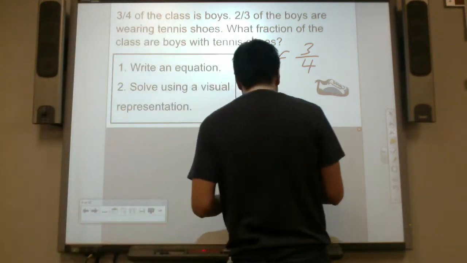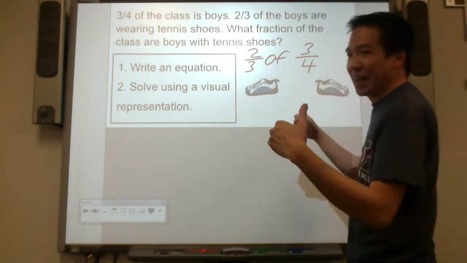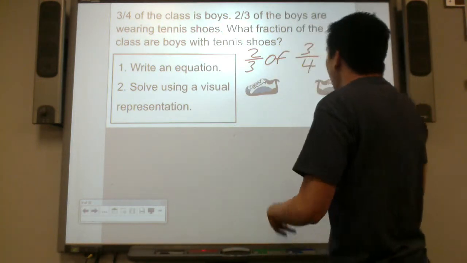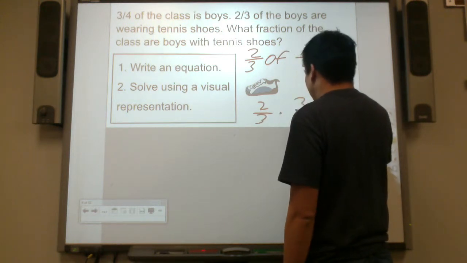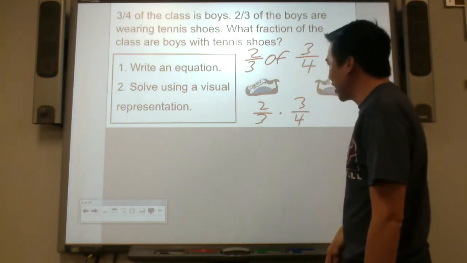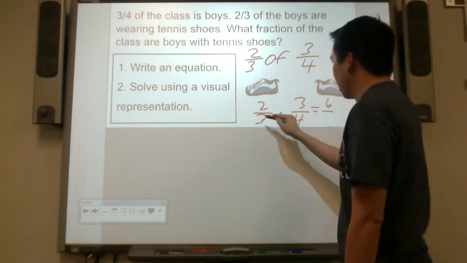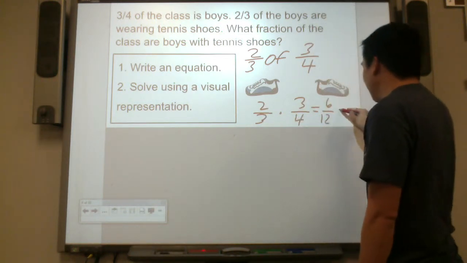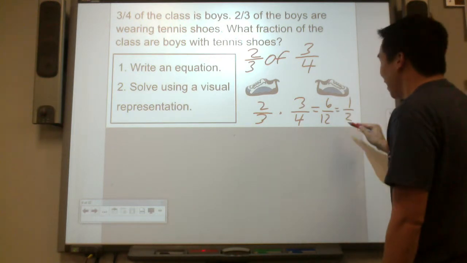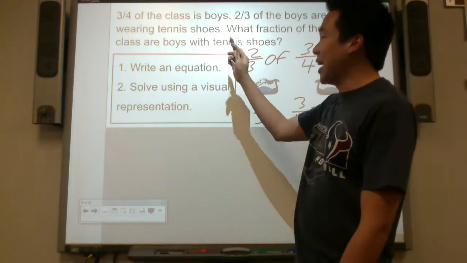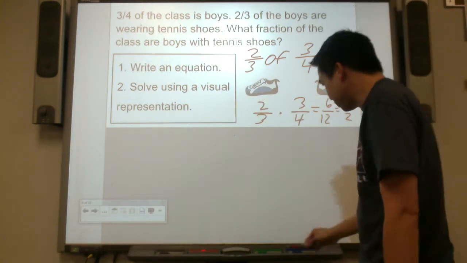So let's solve this without our visual representation. For now, let's try to get an answer from this. When you multiply, let's write it with the multiplication sign or multiplication dot. Multiplying fractions, that's no problem. Top times top, that's 6. Bottom times bottom is 12. 6/12 simplifies to 1/2. That means half of the class are boys who are wearing tennis shoes.